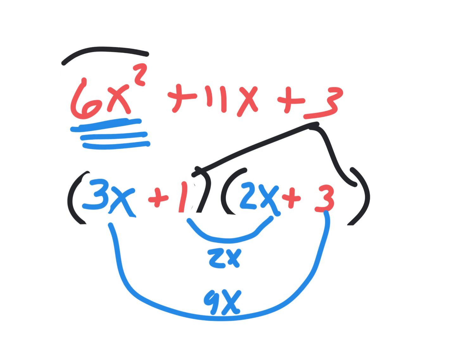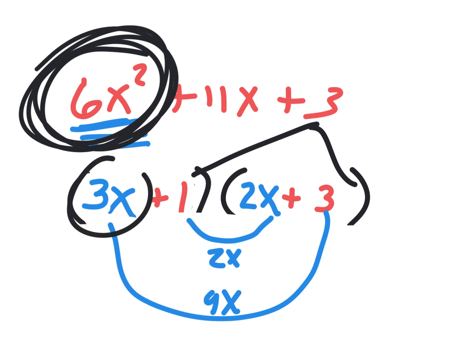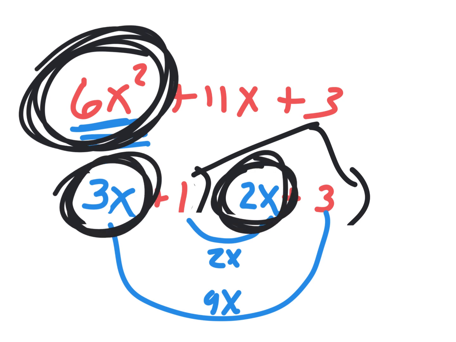So remember, this just has to come from this, and there's no law that says it has to be 6x and x. It's any two things that multiply to 6.